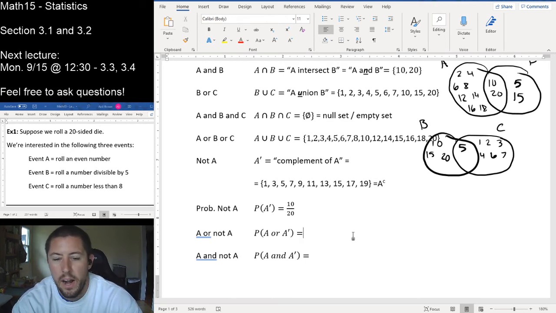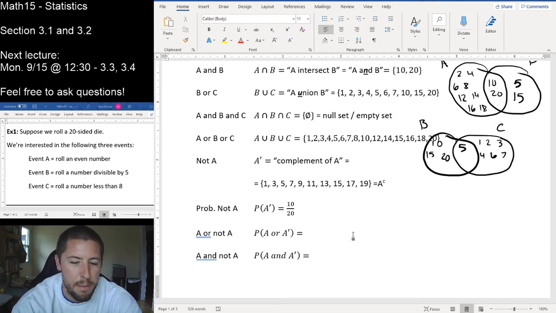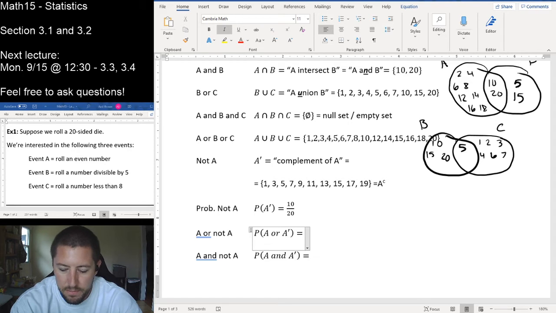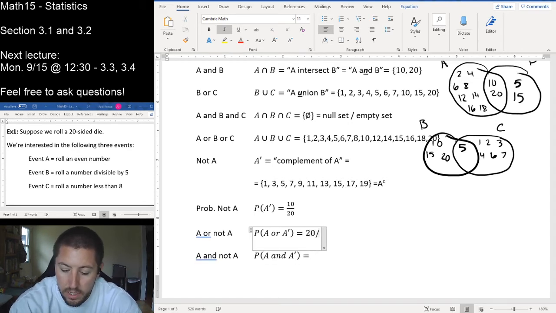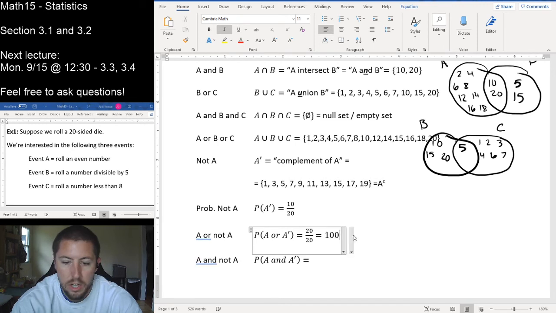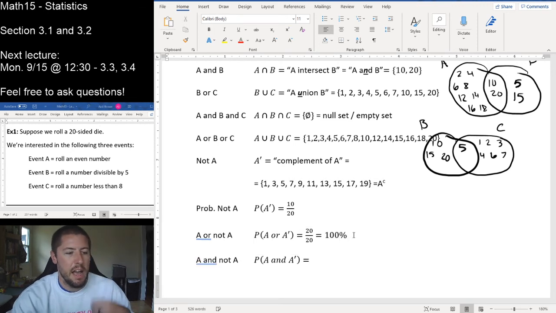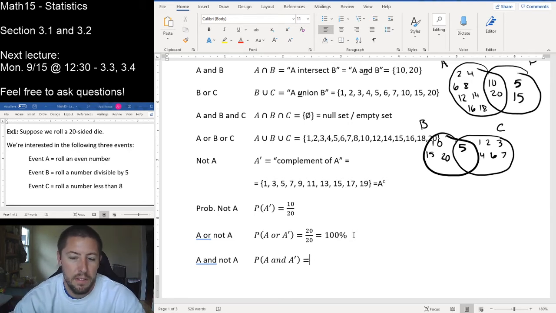And so if we're looking for A or A prime right here, this is saying, what's the event that your number is even or that your number is not even? Well, it should always be the case that that is going to be 20 out of 20, or oh my gosh, a 100%. It should always be the case that the probability of an event or its complement occurring should always be 100%. This is just like saying, what's the probability that event occurs or that it doesn't occur? Well, it's a 100% chance that something is going to happen right there.